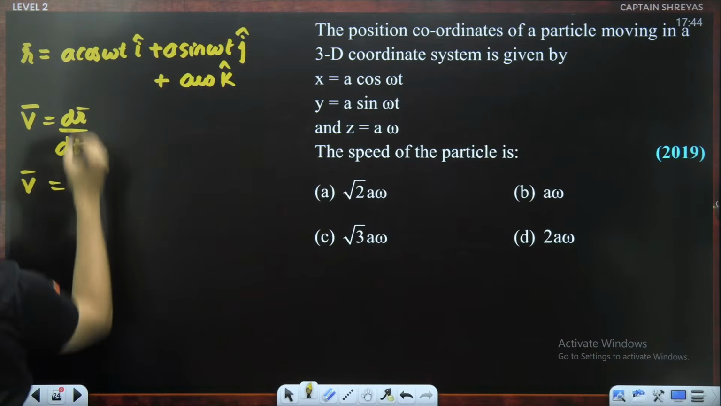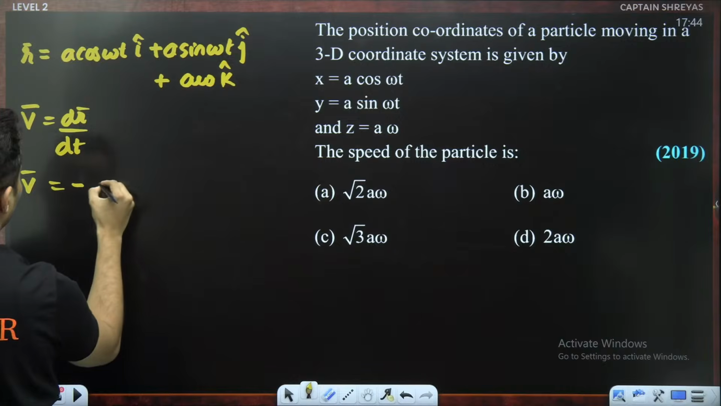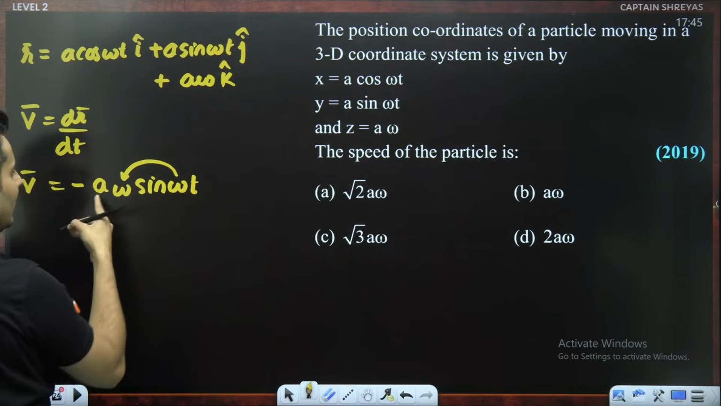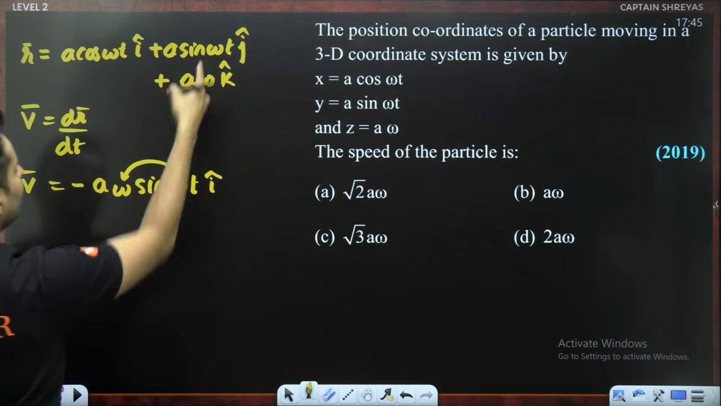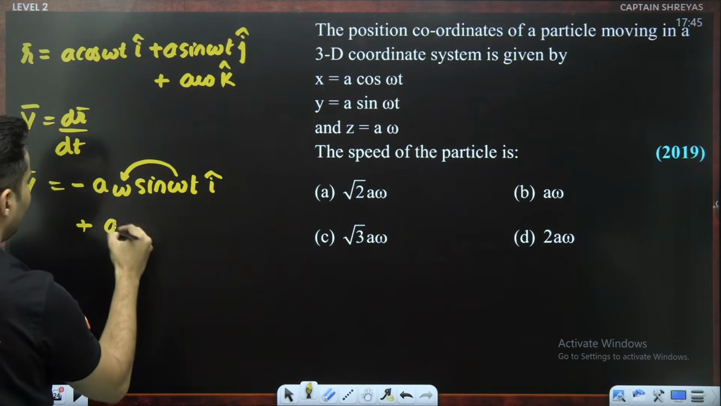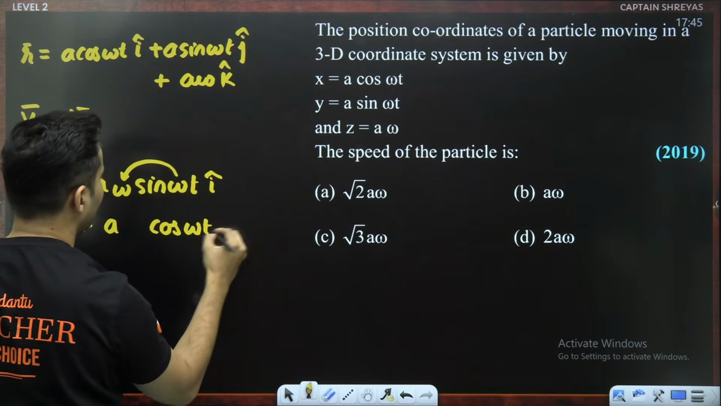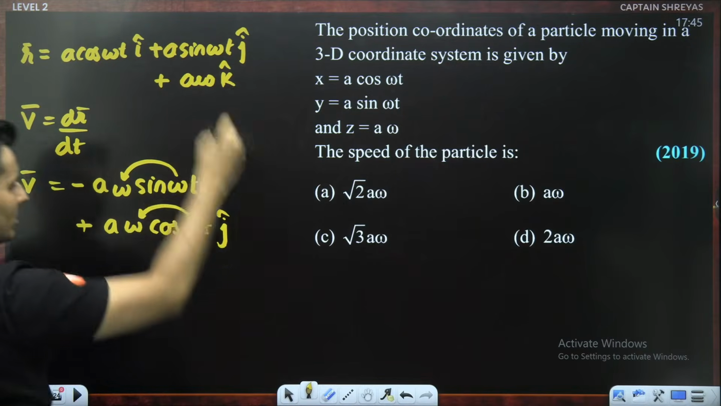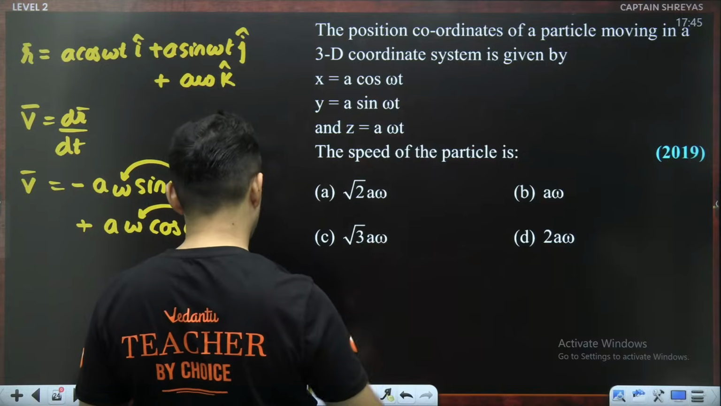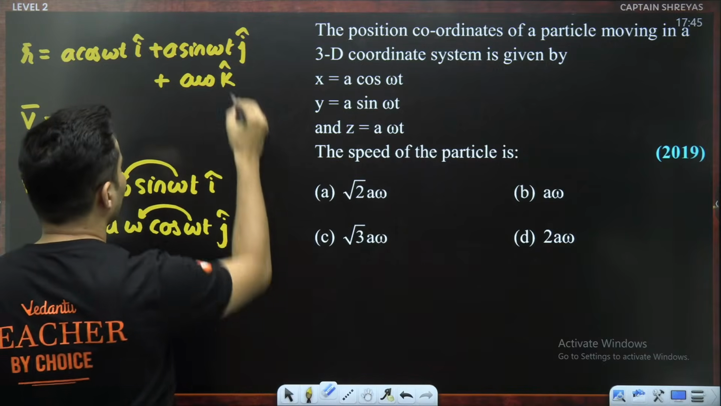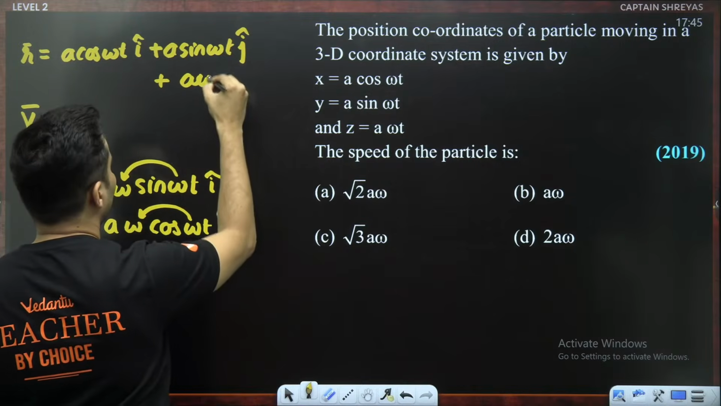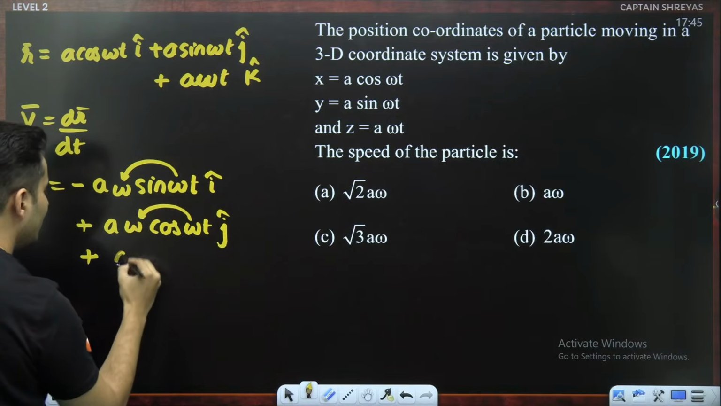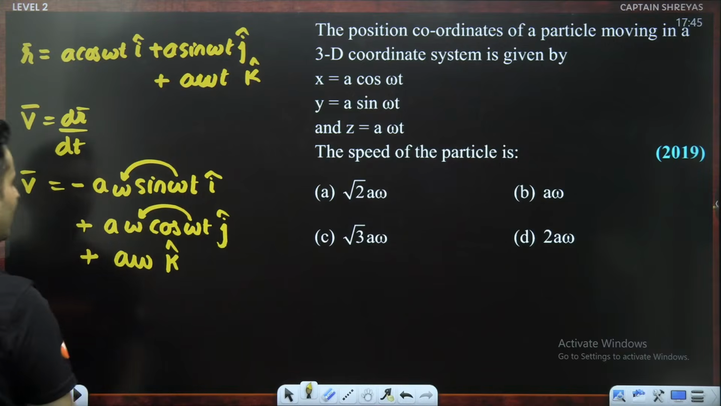The derivative of a cos is negative sine, but when I take the derivative, remember this omega will also come outside. So minus a omega sin omega t i cap. Then next term, sine is there, so the derivative of sine is cos. So a omega cos omega t j cap. But do not forget this omega should also come outside by chain rule. And over here, this was a omega t and this was k cap. So the derivative of a omega t will just be a omega, times derivative is 1.